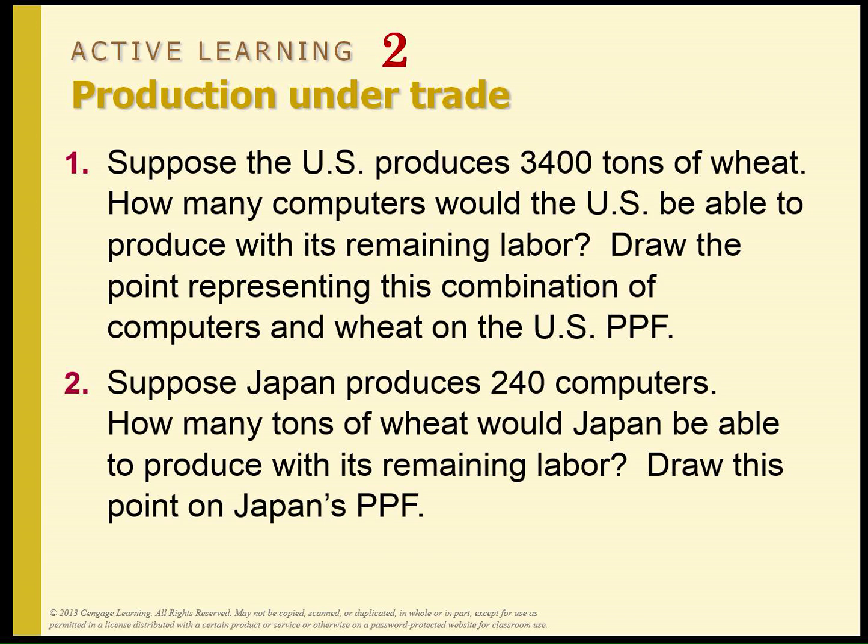Suppose that the U.S. produces 3,400 tons of wheat. We're just going to suppose that under the trading scheme they're deciding to produce 3,400 tons of wheat. You need to label that point appropriately so you know exactly how much wheat and computers they will produce. Suppose Japan is producing 240 computers. We're just going to make up this point right here to illustrate the concept, but how much computers and wheat if Japan is producing 240 computers, okay?